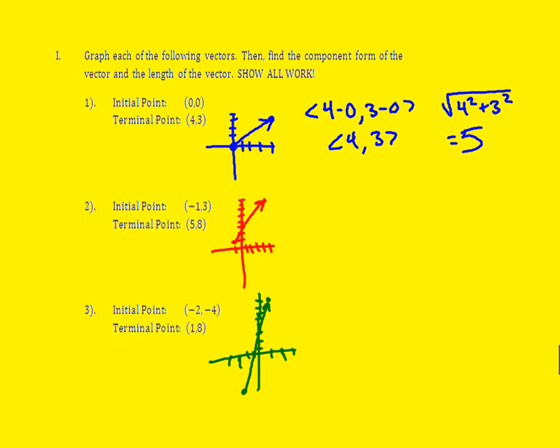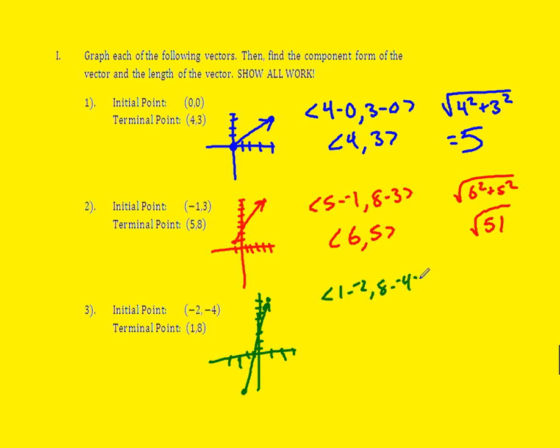Do the same thing for these, so final minus initial, 5 minus negative 1, 8 minus 3, so that should give me a 6 comma 5. And then square root of 6 squared plus 5 squared, which means the square root of 51 for the second one. For the third one, same thing. 1 minus a negative 2, 8 minus a negative 4, means it's 3 comma 12. We're going to put that one under a square root. 3 squared plus 12 squared will give me the square root of 153. But this can also be reduced. We can pull out a 3 square roots of 17.